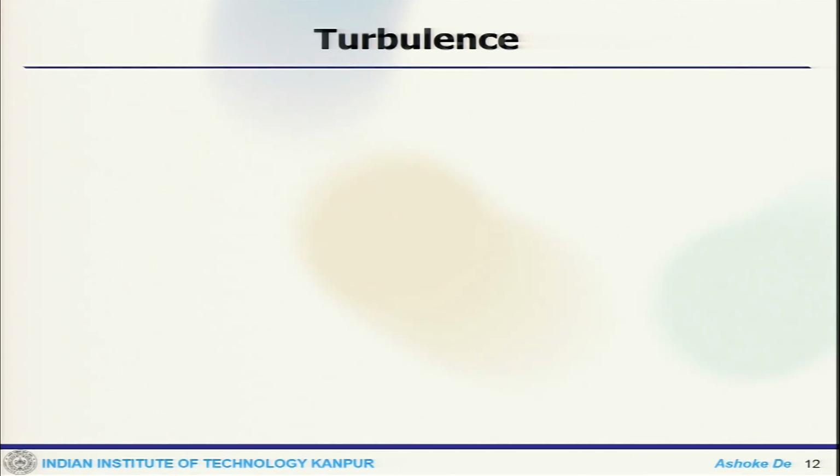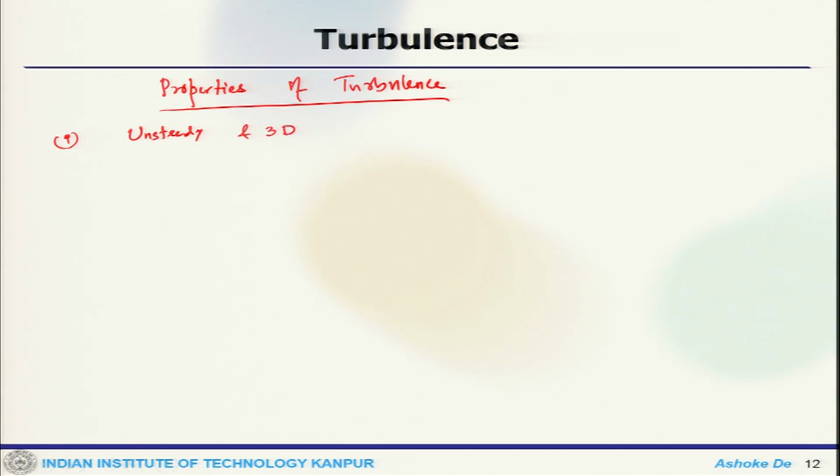So, whatever we have looked at so far, if we summarize that, essentially as properties of turbulence, one point to note is that it is unsteady and 3D. So, you can say it is irregular or chaotic in nature.